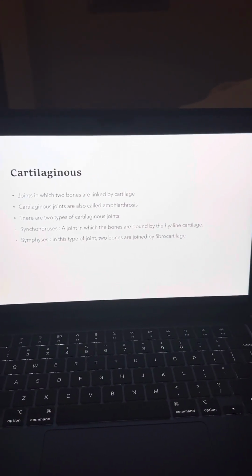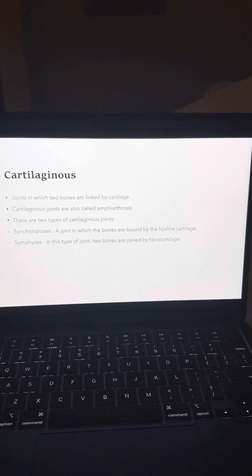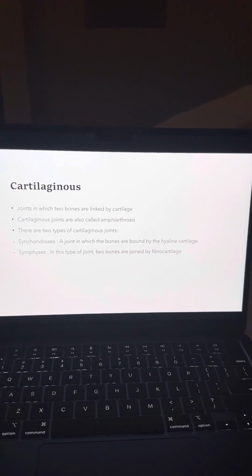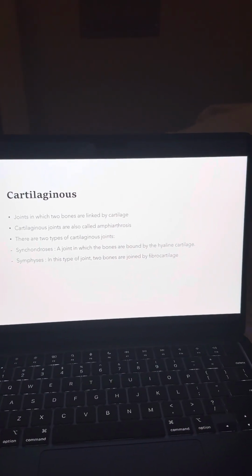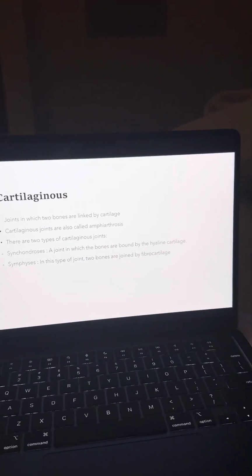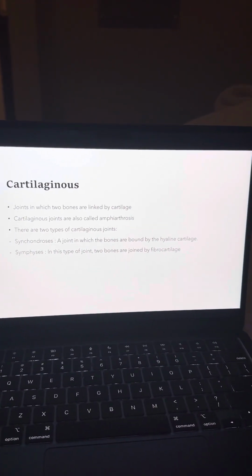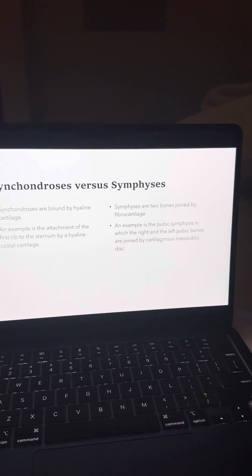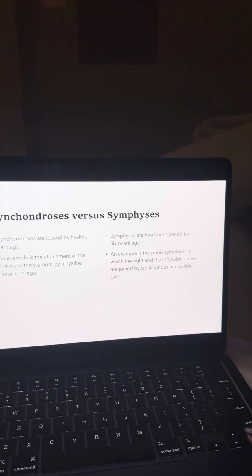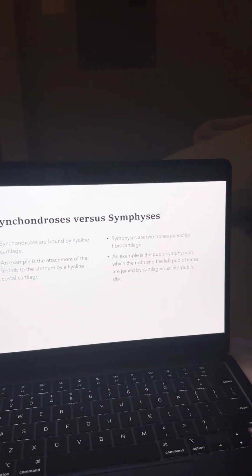A cartilaginous joint is where bones are linked by cartilage. They are also called amphiarthrosis. There are two types, symphyses and synchondrosis. Synchondrosis are bound by hyaline cartilage.